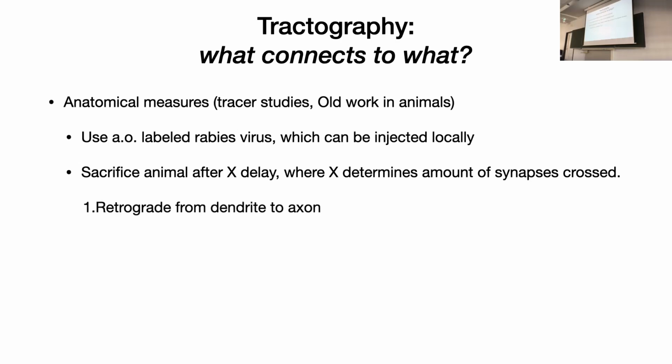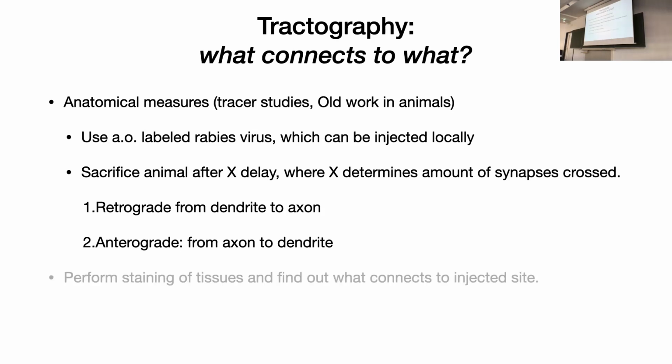Okay? There's 2 ways of doing this. One is retrograde, which depends on the specific type of virus that you use. You can do a retrograde tractography in this way, which goes from the dendrite to the axon, so opposite to the direction of information transmission, which is from the axon to the dendrite. And you have anterograde, which goes from the axon to the dendrite, right? So it follows the same direction as the information flow between the neurons. So you've already labeled the virus, you stain the tissues, and you find out where these connections end up.